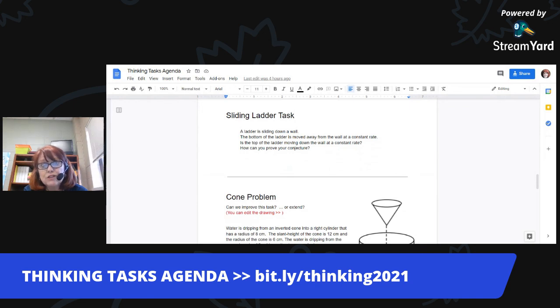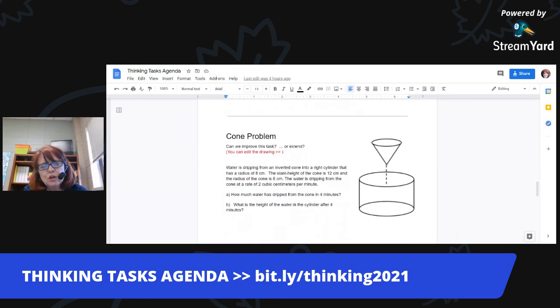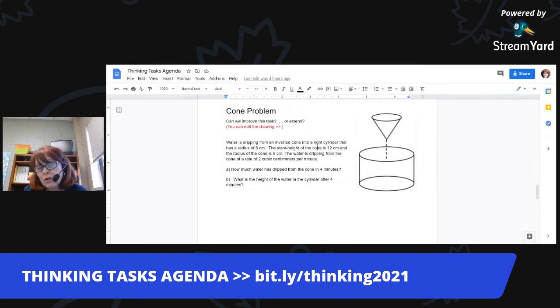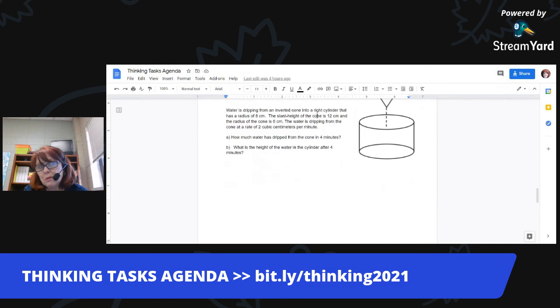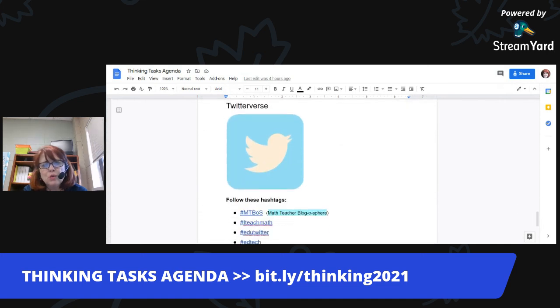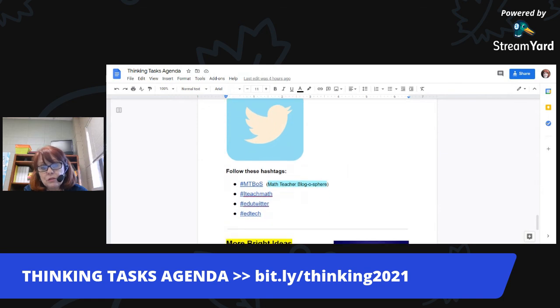Fabulous question for a trig class. Fabulous question for a geometry class. Or for any class, really. That's just fun. Here's the cone problem. I did give you an editable drawing, so you could click on this and edit it if you want to put the numbers in there, or you could delete all the numbers if you want to make that better, because honestly, that's one way.